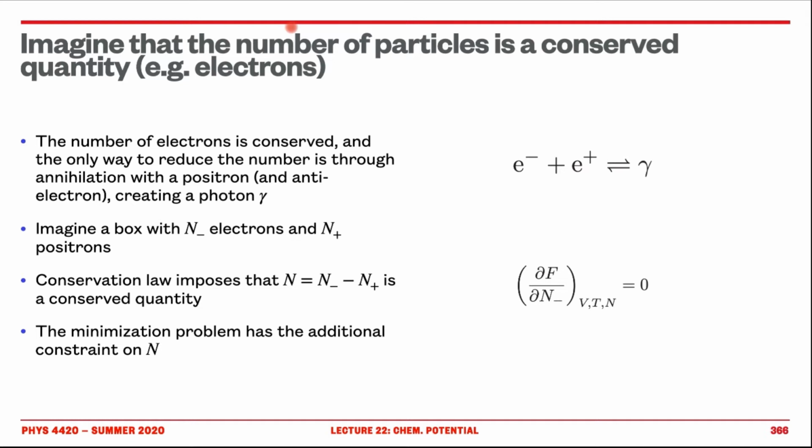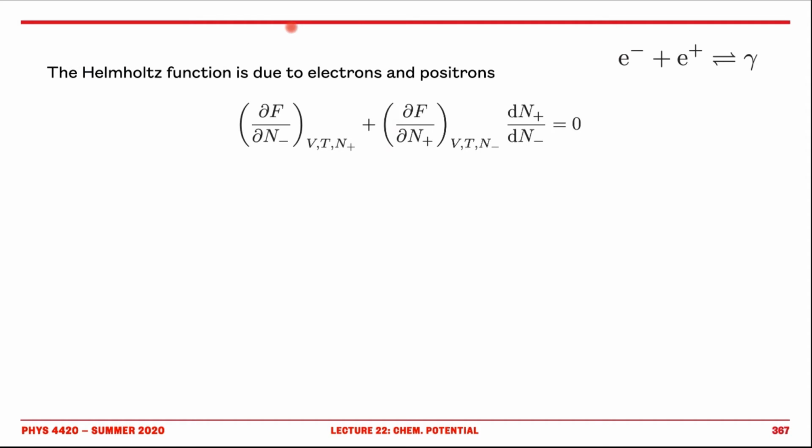So on the previous slide, that was a different story, because there we did not put a constraint on the total number of particles. That led us to find that at equilibrium, for such a system where the number of particles is not fixed or constrained, the chemical potential is 0. This is different here because we have an additional constraint. So let's have a look at that.